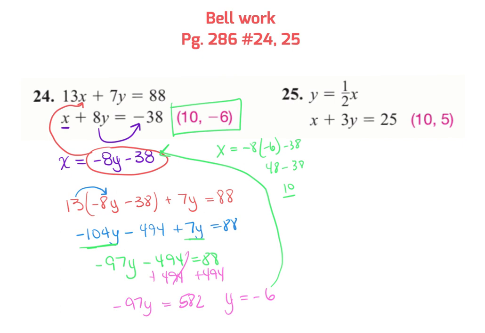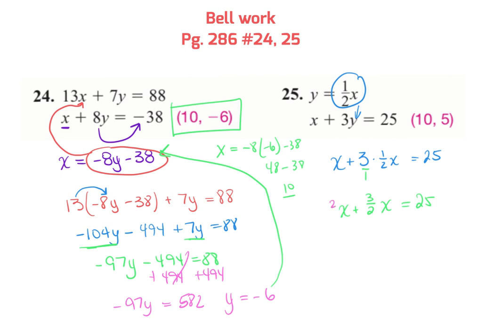The second one's already set up for you. So you have one already by itself. That's the y. So you're going to plug that in there. And so you have x plus 3 times 1/2 x equals 25. Remember when you're multiplying, that's just 3 over 1. So we have x plus 3/2 times x equals 25.